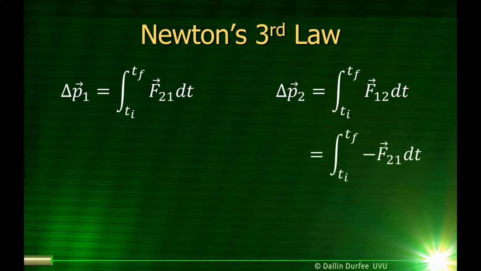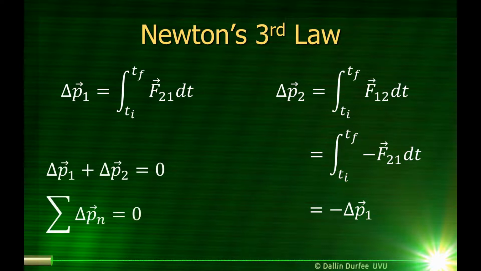So we'll plug that in. Now our integral is just the integral of negative force of 2 on 1 dt. Well, that's just minus the change of the momentum of object 1. So the change of the momentum of object 2 is negative the change of momentum of object 1. So if I add them together, I get no change in momentum.